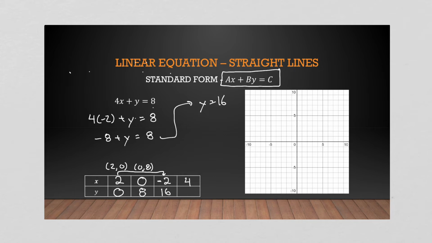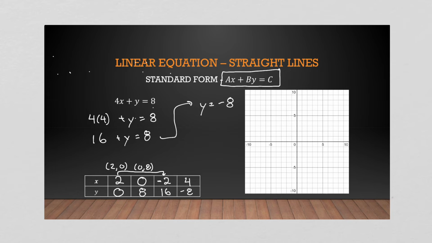So let's try x equals 4 and see what happens. Everything stays the same, but we change what we're plugging in for x. This time we're plugging in a 4. So now we get 16 plus y equals 8. Subtract 16 from both sides, and we get y equals -8.